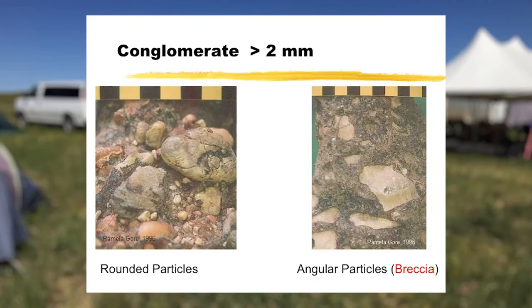Okay, so here's some examples of conglomerate. On the left is conglomerate. Notice the rounded particles. Over here, notice the particles are very angular. Now, what kinds of characteristics would distinguish these two in terms of the environment of deposition? Yeah. Wouldn't the rounded one be deposited like a fluvial or an aquatic landscape, while the angular one would be deposited in a non-aquatic landscape environment?